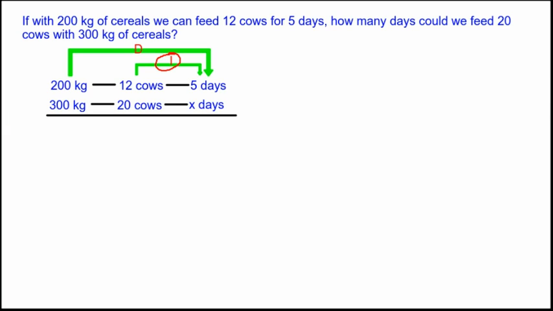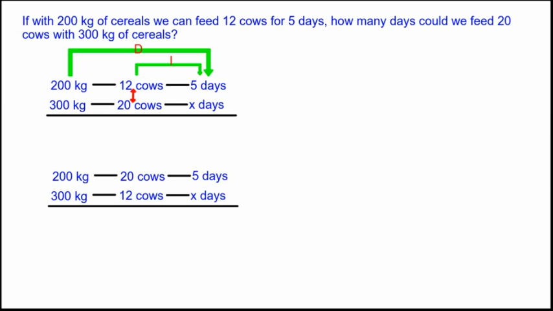So when we have an inverse relation, we change the column where we have the inverse relation. We change, and we have to write 20 on top and 12 down, as I have written here. And now the process is always the same. Once we have changed the column, the process is always the same. The solution for X is always: you have to multiply, in this sense, 5 times 12 times 300, and divide it by these two numbers, 200 multiplied by 20.